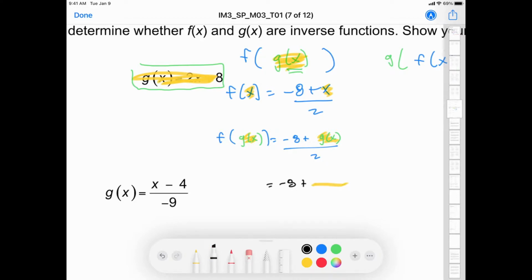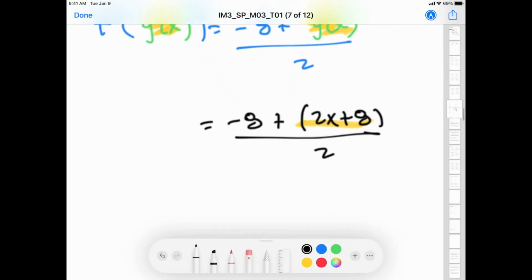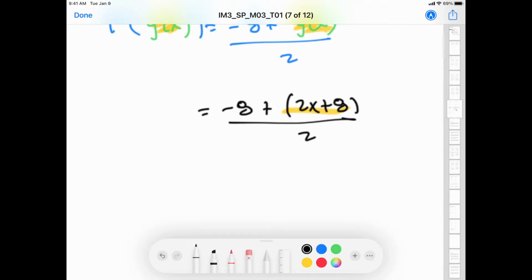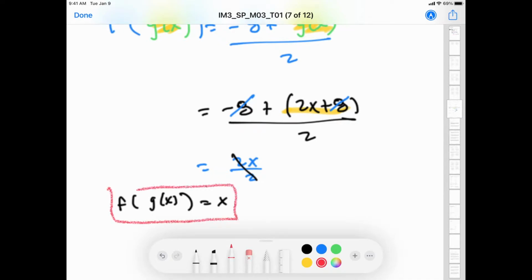Well, that would be kind of silly if we just left a g there, so we're just going to go ahead and simplify that. So negative 8 plus 2x plus 8, put in parentheses. And then we just simplify. I don't need the parentheses, so negative 8 and a positive 8 equals 0. So I have 2x over 2. And then you can just cancel your 2's, so that is equal to x. So f of g of x equals x. This is a good thing.